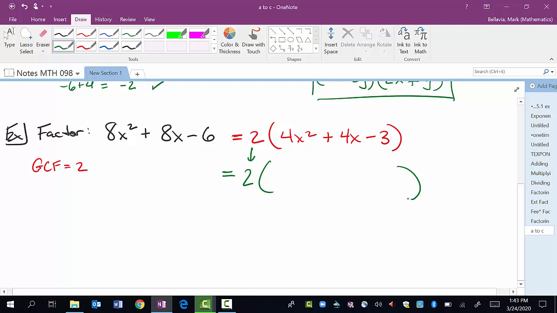So if I was looking at this, I notice I have 3 terms, right? So you want to count the number of terms. I have 3 terms. When I have 3 terms, I want to look at the leading coefficient. If I see something other than 1, which I do in this case, that tells me I might want to use AC method.